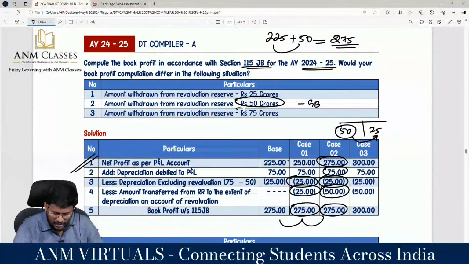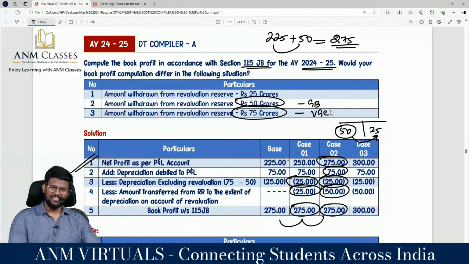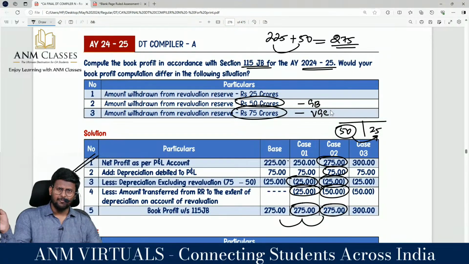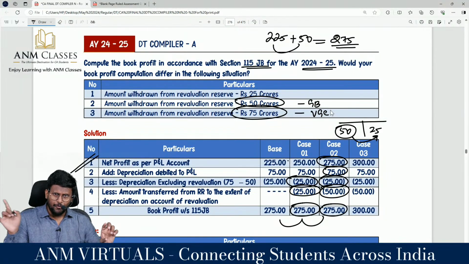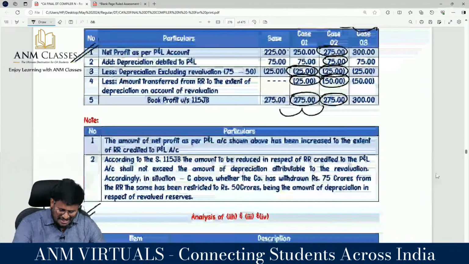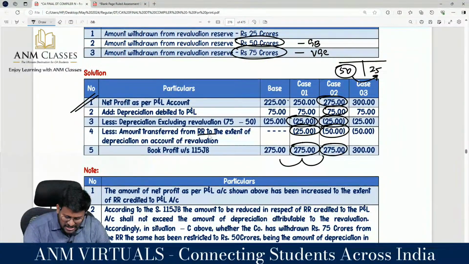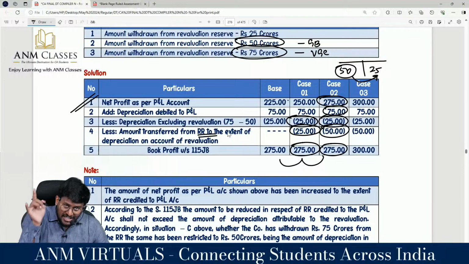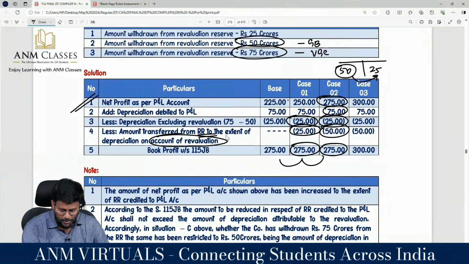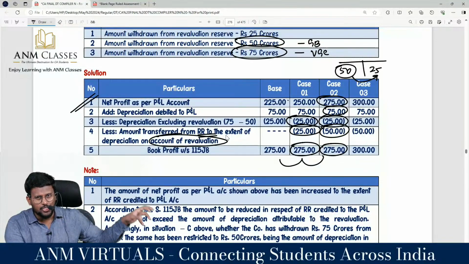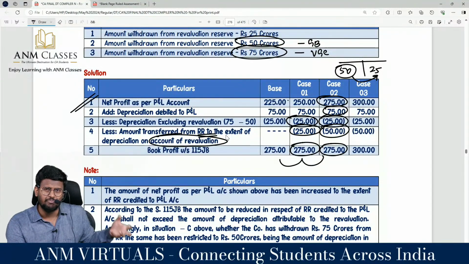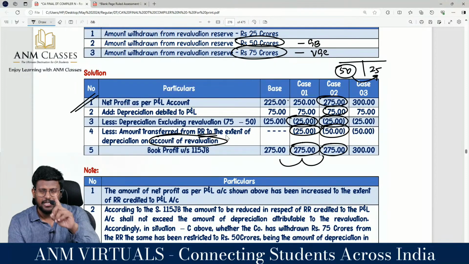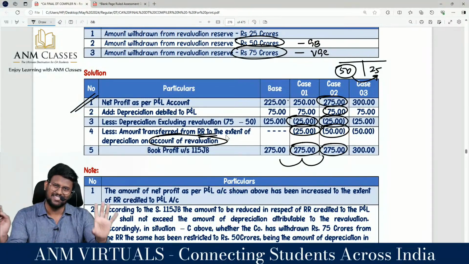Now look at that, 75 crore they have withdrawn. That means very good company. Only 50 crore depreciation they have made. But sir, instead of withdrawing 50 crore, they withdrew 75 crore. That means one line is there. This is the relevance: the amount transferred from revaluation to the extent of depreciation on account of revaluation. So even if you credit 75 crores to P&L, we will only allow you to minus 50 crores. The remaining 25 crores you have converted from a capital profit into a revenue profit. For that, pay the tax.